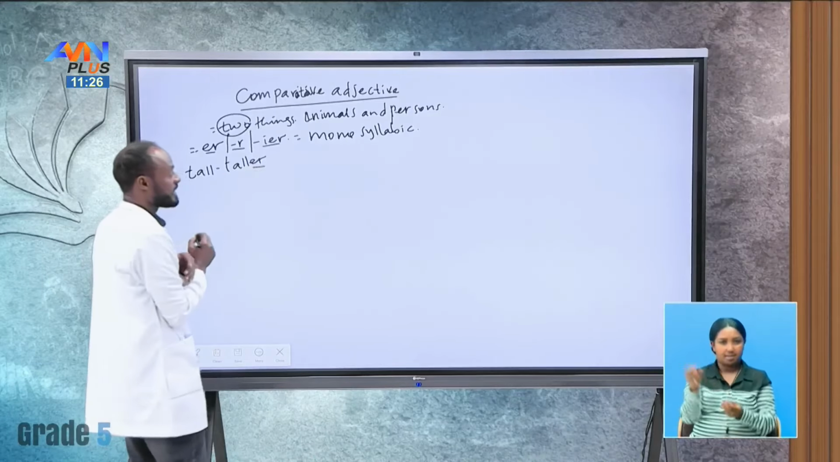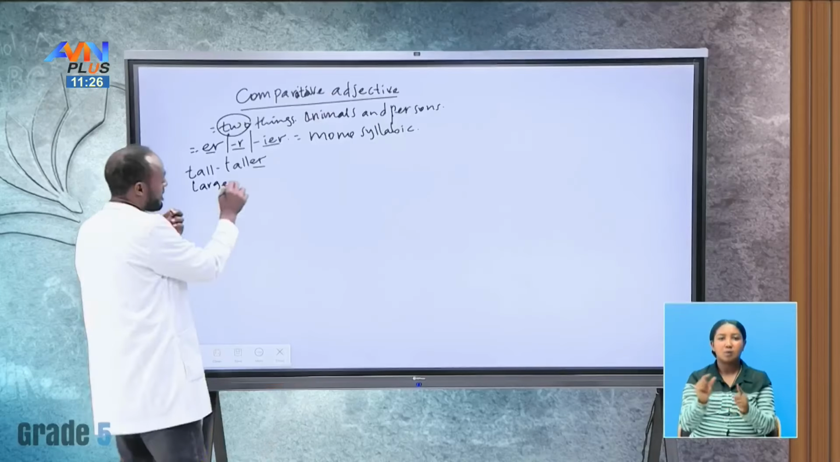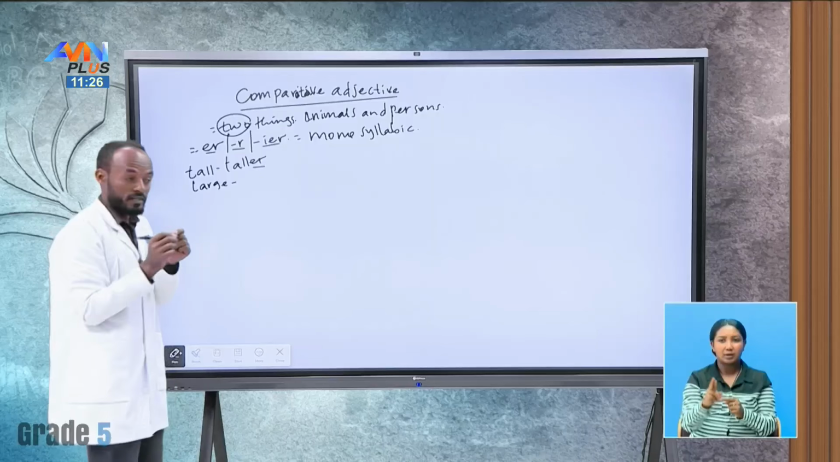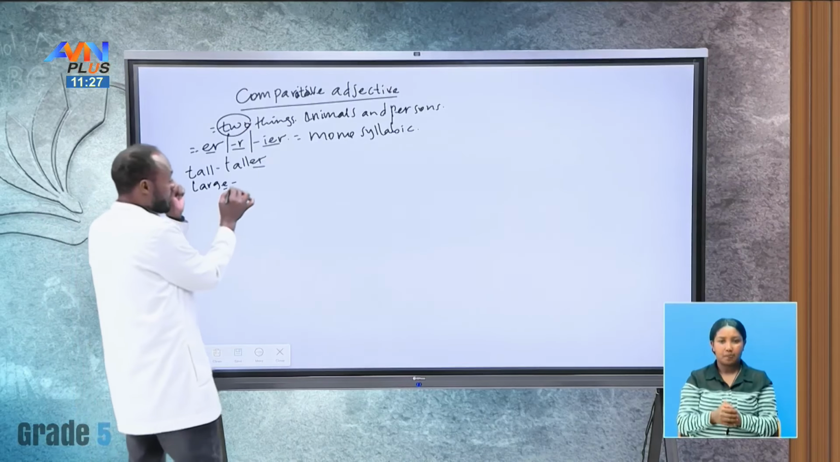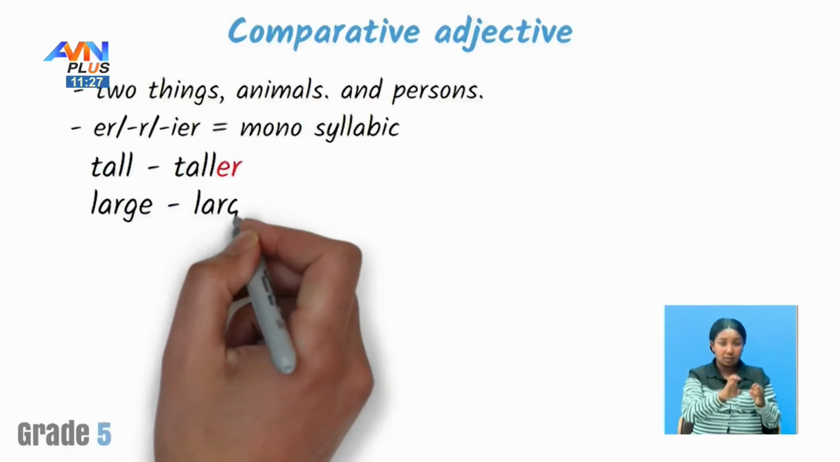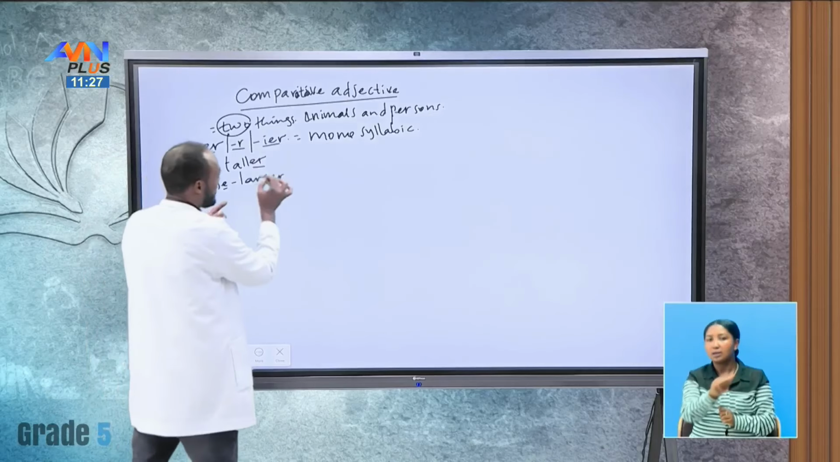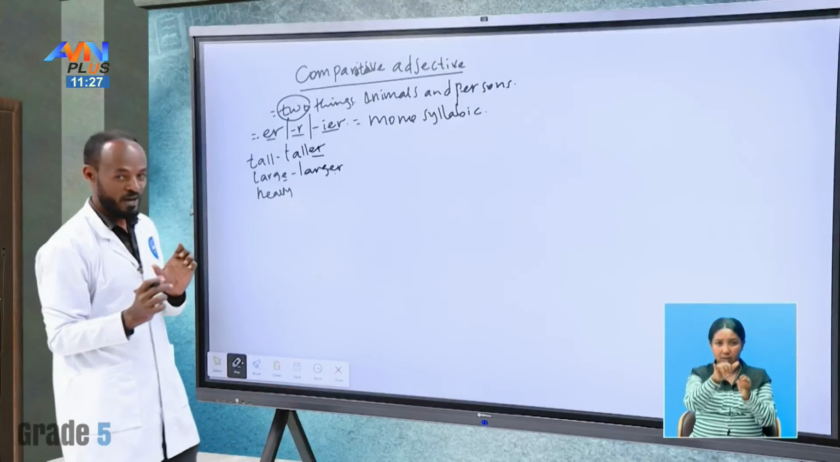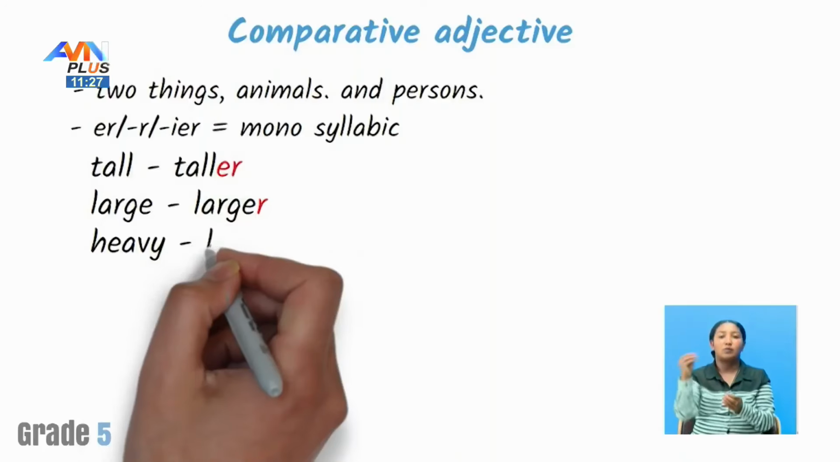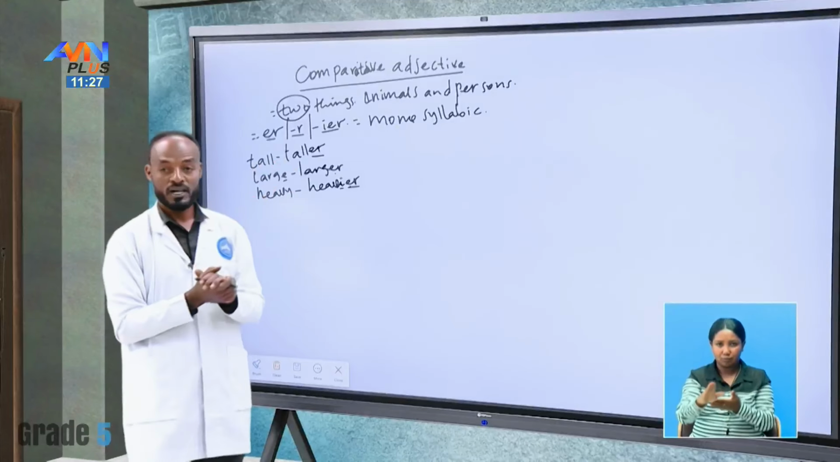ER. What about the word with R? If it ends in E, we have to add only R. Another point: if it ends in Y, we have to add IER. This one is about comparative adjectives.